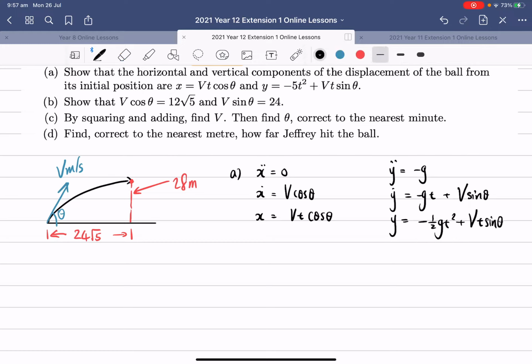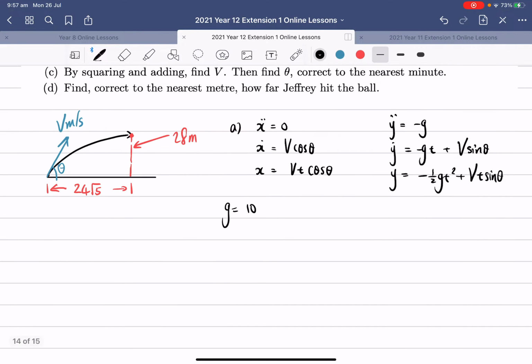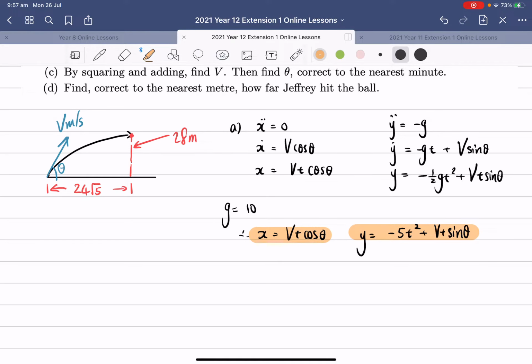Since we know g is equal to 10, if we do the substitution there, we've got x is equal to Vt cosine theta, and then y is equal to half times g, which is negative 5, t squared plus Vt sine theta. All right, so these are our two component equations of the motion.